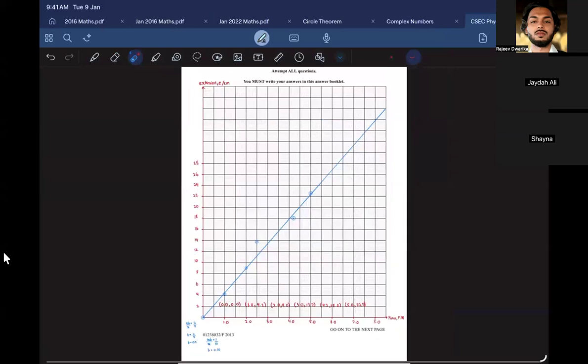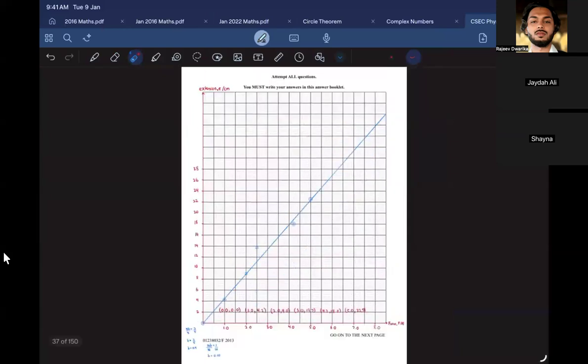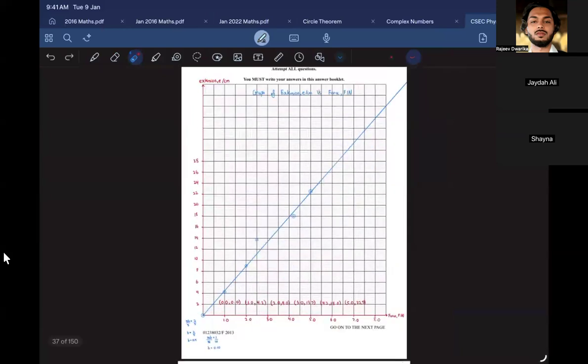So let's just go over the rules for a graph. You need to label your axes. You need to put a title for the graph. The graph must take up more than half of the page, and you can't use a scale that's a multiple of 3, right?